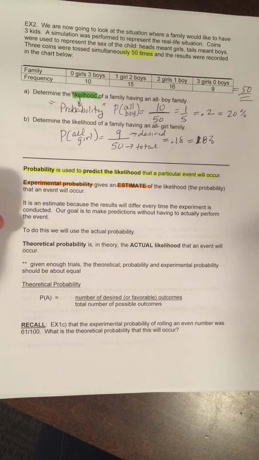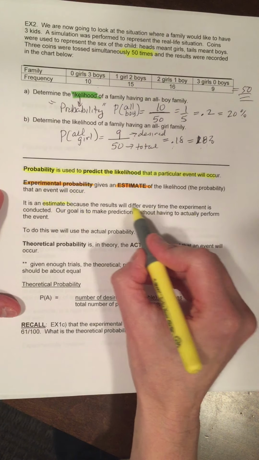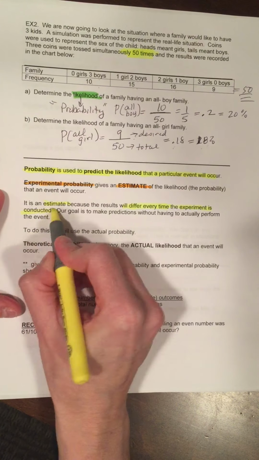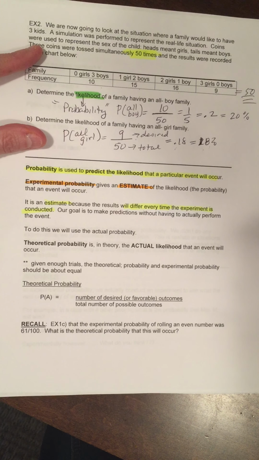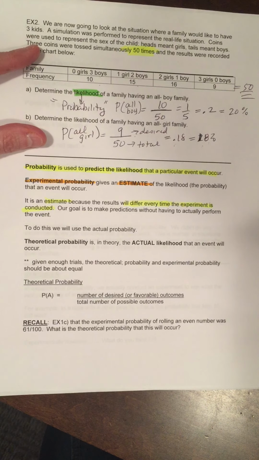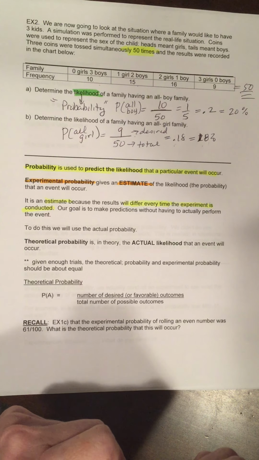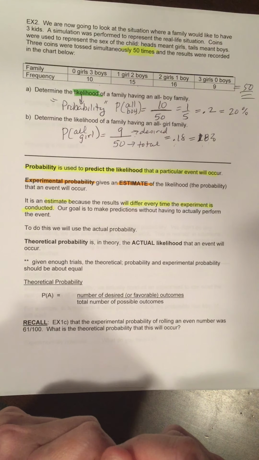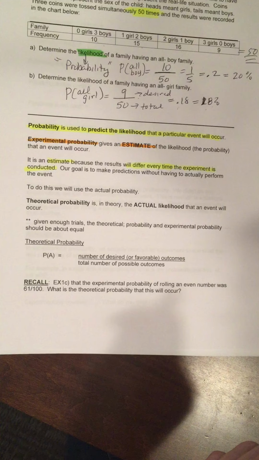It's an estimate because the results will differ every time the experiment is conducted. So I could conduct this experiment of 50 throws of the coins today. I could run the same experiment tomorrow and get completely different results. I could run the experiment 3 weeks from now and get another completely different result. It's an experiment. Okay. Our goal is to eventually make predictions without having to actually perform the event. We want to make predictions. Well, how the heck do you do that?